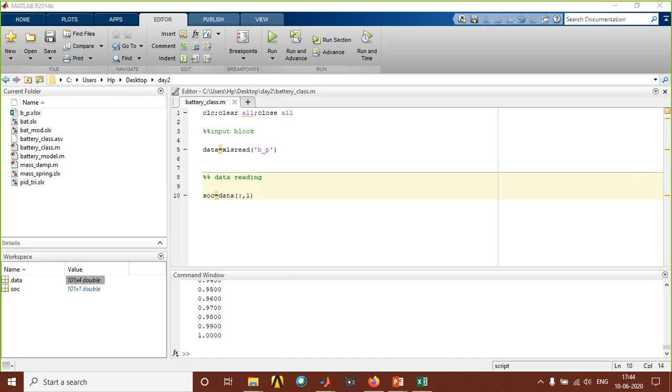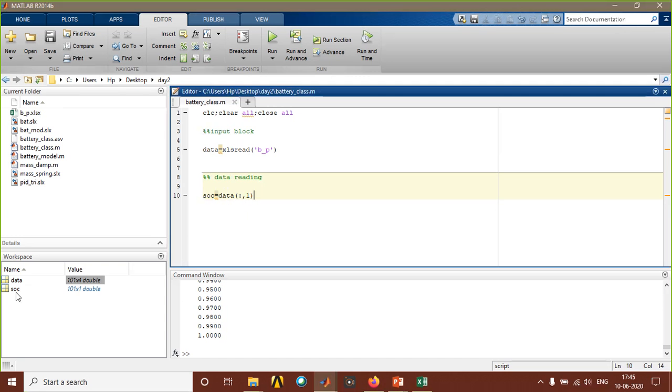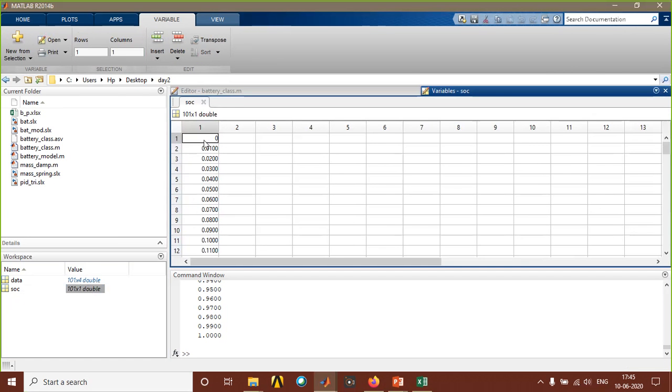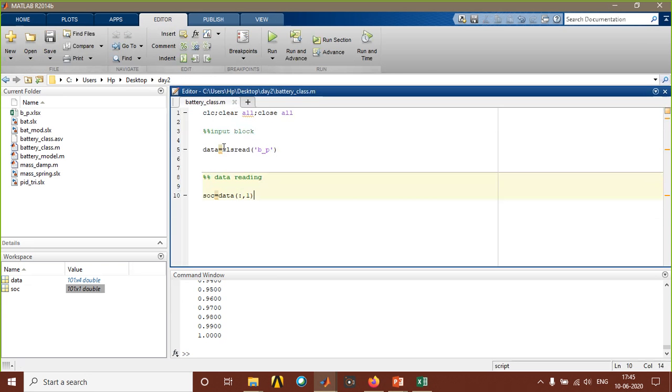yes. So see, what I did is I did SOC. I'm going to read my particular data. From this particular data, I'm going to read the first column, all rows. If you put a colon, it means all rows. So if you see now, you get SOC separately over here. I'm just opening it. See, the complete data representing your SOC. I'm just closing it.